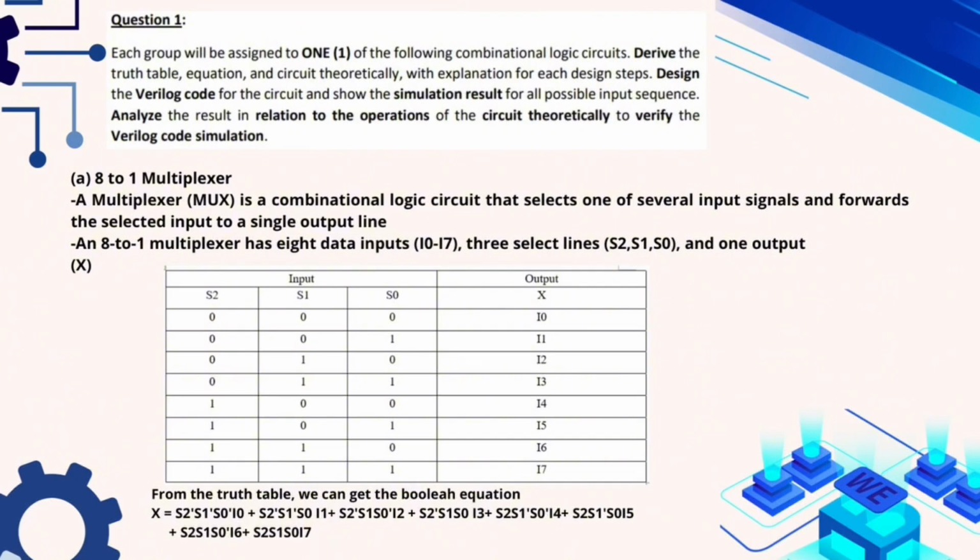Specifically, an 8-to-1 MUX has 8 data inputs labeled I0 through I7, 3 select lines, S2, S1, and S0, and 1 output X. The truth table shows that the select lines determine which input is passed to the output. For example, when S2, S1, and S0 are 0, 0, 0, output X equals I0. When it is 0, 0, 1, X equals I1, and so on up to 1, 1, 1, which selects I7. From this truth table, we can derive the Boolean equation. It is a sum of 8 product terms, where each term corresponds to one select combination.